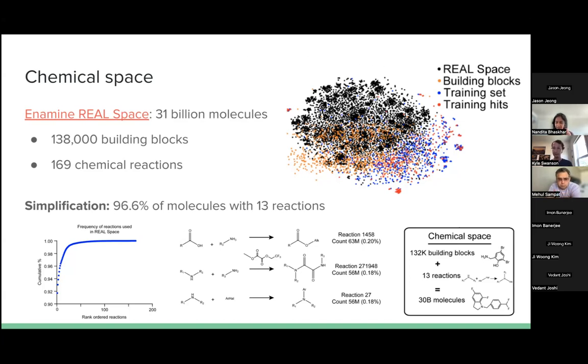What does the training hit refer to? Sorry, I should have explained that. Yeah, so the training set is all 13,000 molecules. The training hits are the subset of 470 molecules in the training set that were active against Acinetobacter.